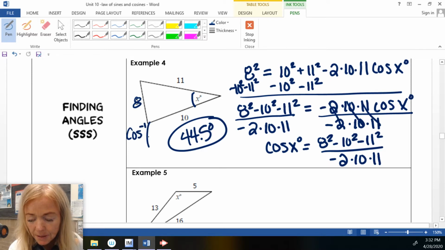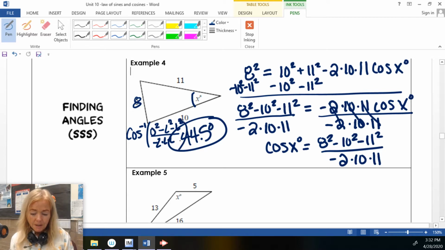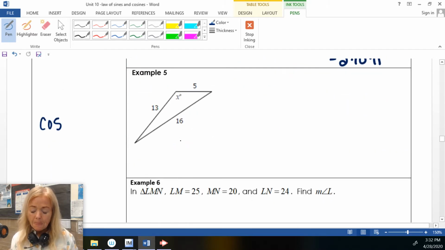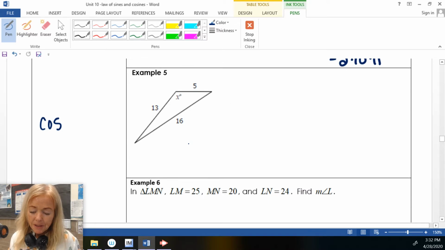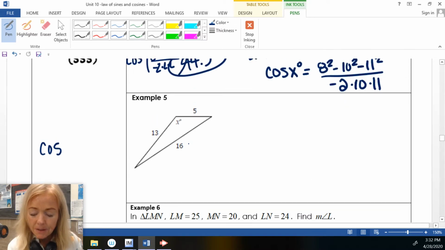Cosine inverse of whatever the side opposite it is. So opposite side squared minus leg squared minus leg squared all over -2 times leg. And you just plug that in your calculator and you've got the actual cosine angle there. Okay. But I'm going to go ahead and just solve this next one, how we did it before.